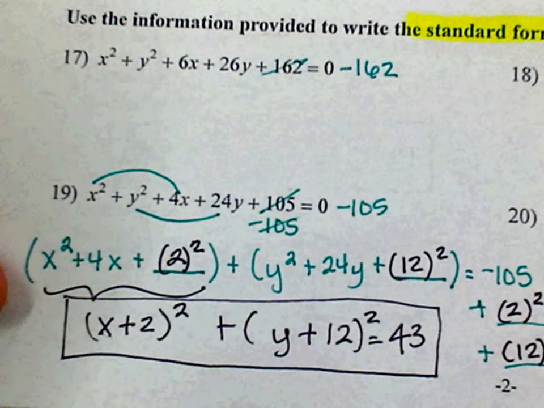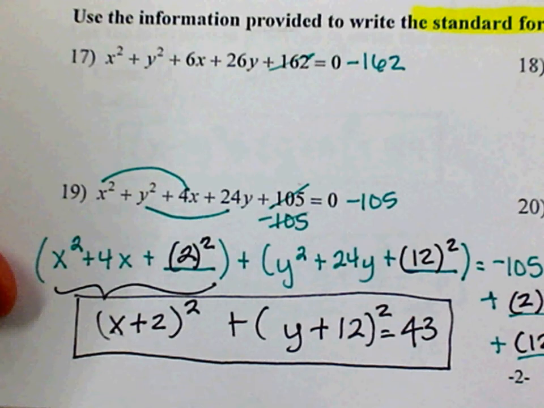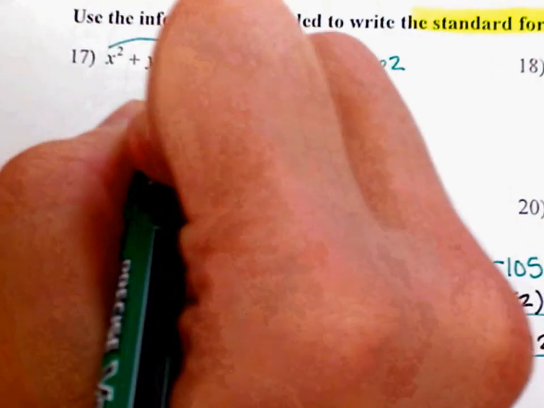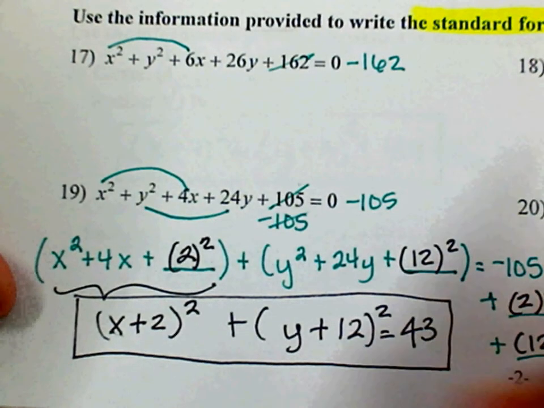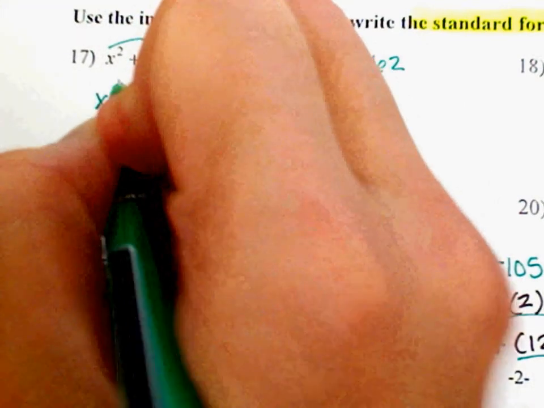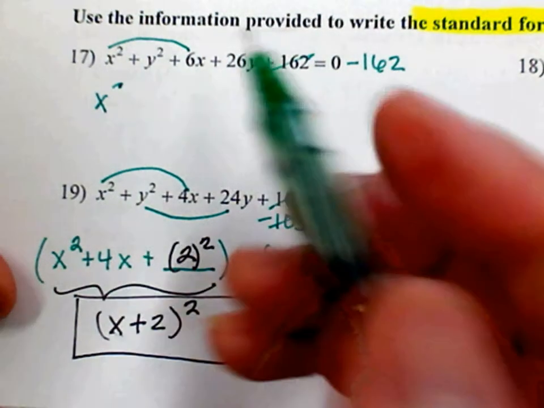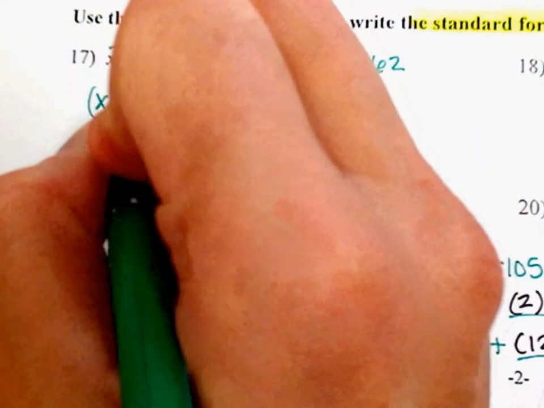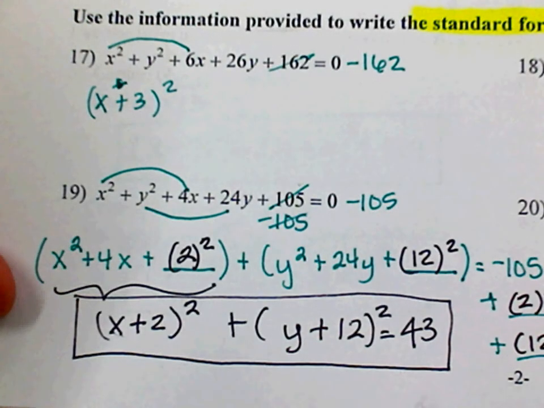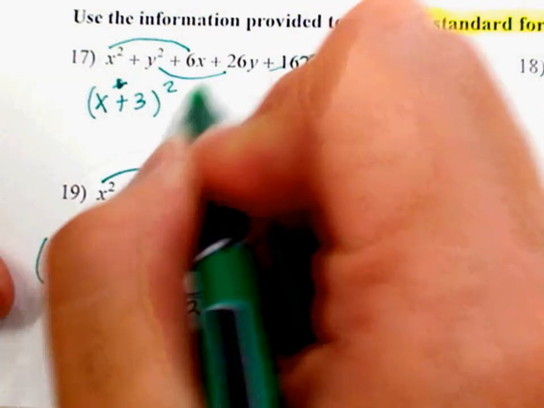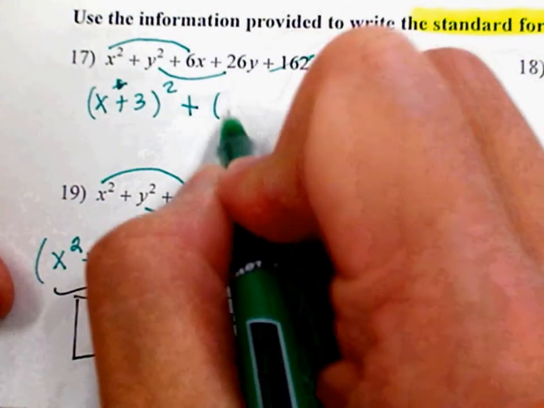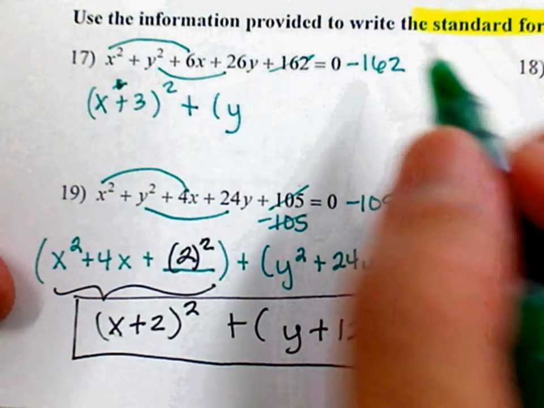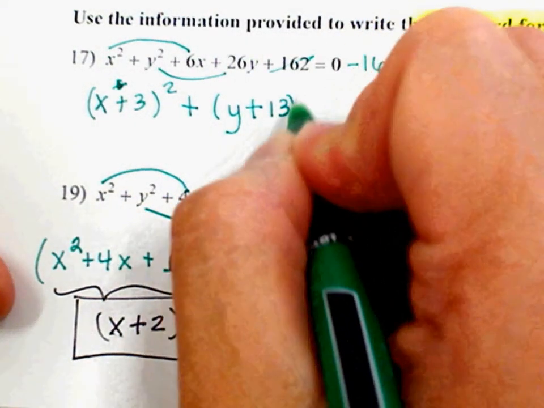Put the x together. What is half of 6? 3. So plus 3. Ignore that. That shouldn't be there. Okay. Put the y's together, remember there's a plus between them. y, what's half of 26? 13. So what you're going to add over here? 3 squared plus 13 squared.